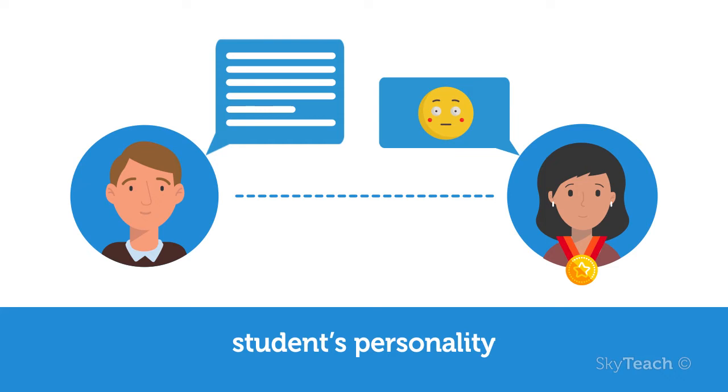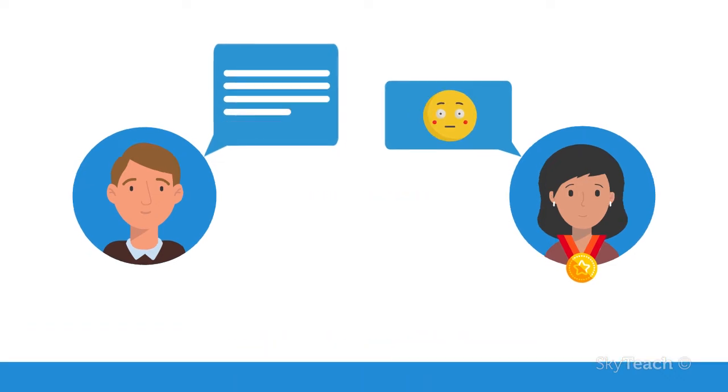student's personality. Extroverted students tend to be more talkative than introverted. Age, teenagers might share fewer life stories than adults. And lesson type. Some lessons require more input and instruction from the teacher.